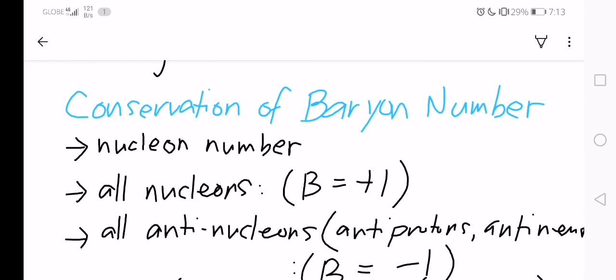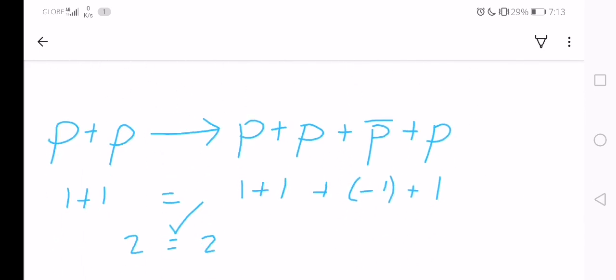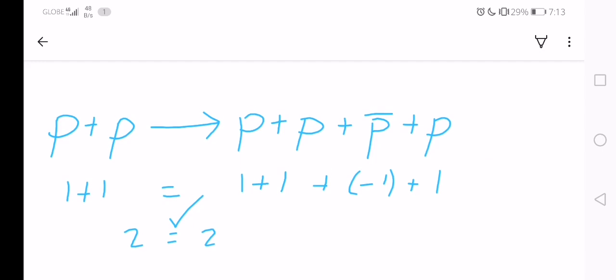conservation of baryon number. So let's have one other interaction wherein baryon number is conserved. Here we have two protons, and after the interaction, it produced a proton and an antiproton. Initially, they have a baryon number of 2, and after the reaction, the baryon number is conserved. And this type of interaction is allowed in nature.